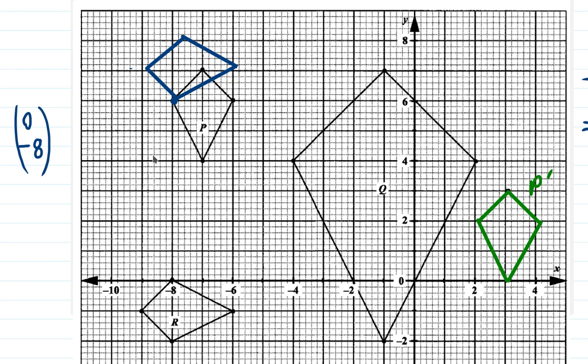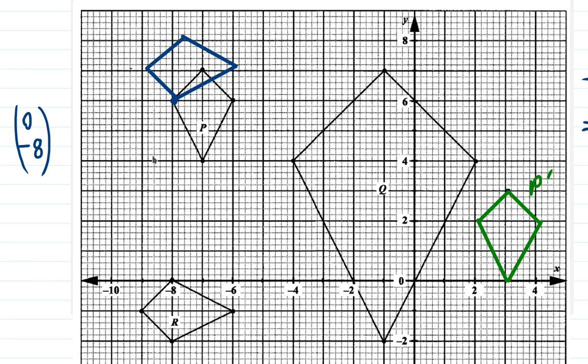So what you would say finally in writing it down about this transformation: a rotation of 90 degrees anti-clockwise at center negative 8, 6, followed by a translation of 0, negative 8. Alright, so that would do it.